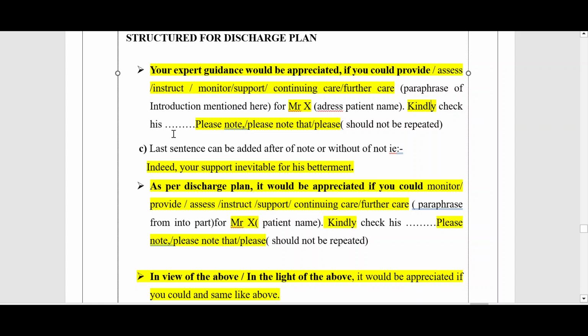Don't write "check his blood pressure every day." Don't write "like once a day." Don't mention it in such a way. You should request in such a way that the letter looks formal.